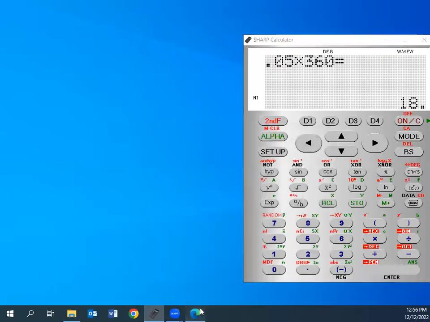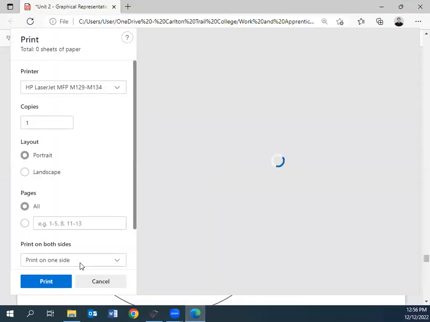What have I done? Oh, no, I don't want to print it.